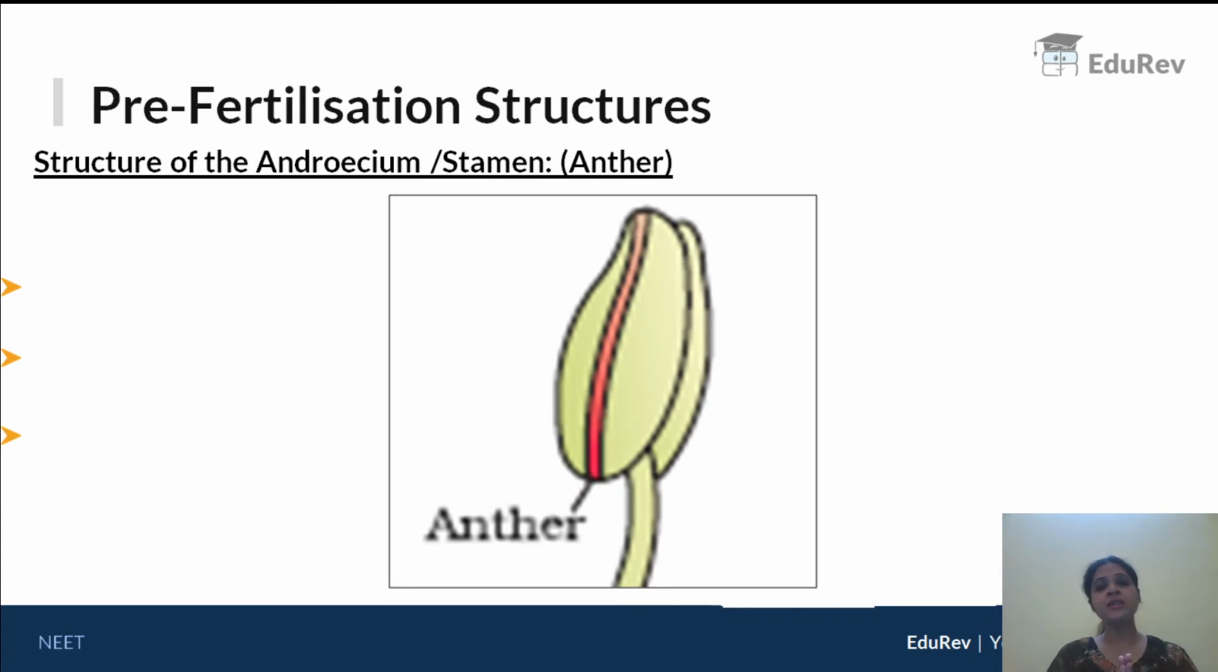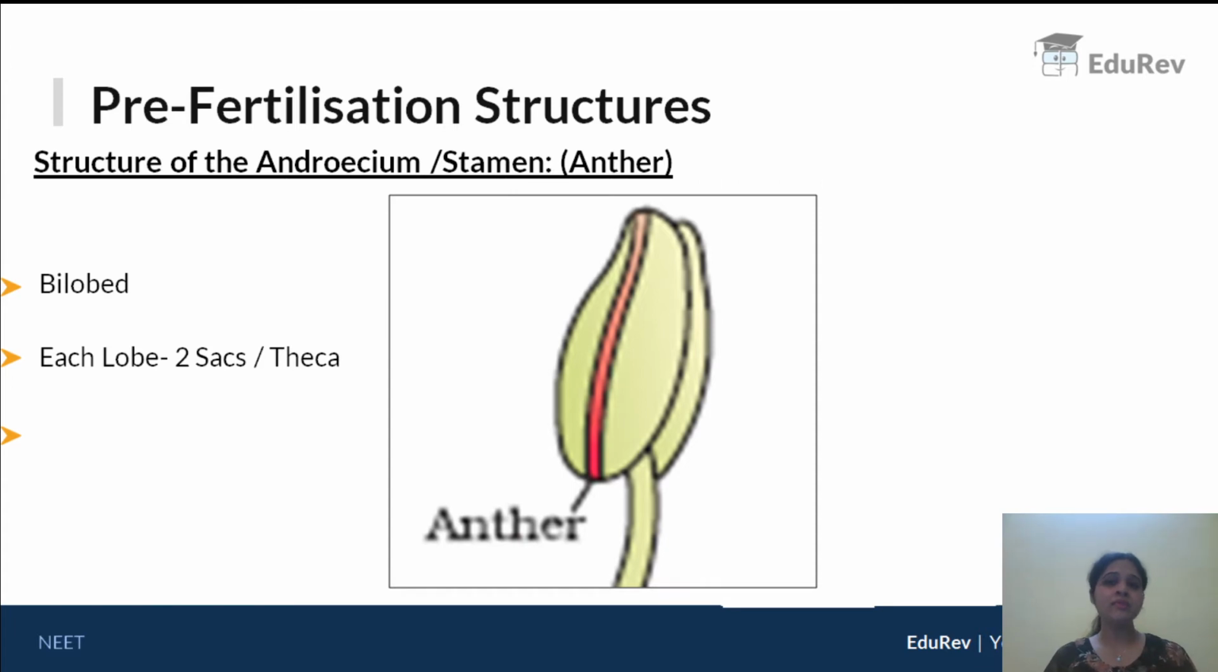Now, very characteristically, if you look at this anther, it seems like it has two lobes, one in the front face, so that is one anterior, and one posterior. So we can say that a typical angiosperm anther is nothing but a bilobed anther. But technically speaking, if you take a cross section of this particular anther, within it you will find that every single lobe contains two sac-like structures within it. So every lobe will have two sacs.